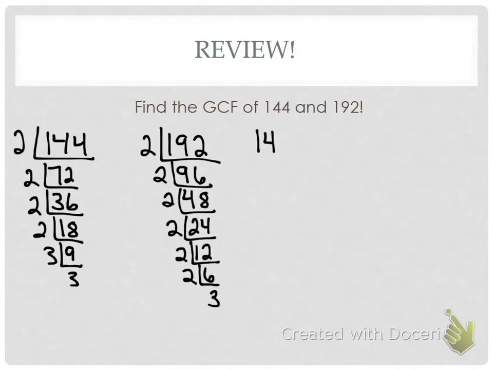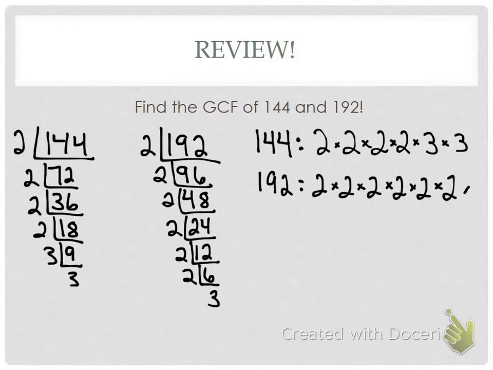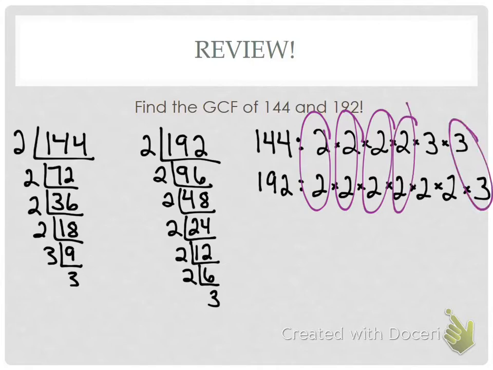List them out. Prime factors of 144: 2, 2, 2, 2, 4 times, and 2 3s. 192 is 6 2s and a 3. All right. Now, why did I circle those groups? Because that's a factor that they both have in common. Okay, so I circle my common factors.